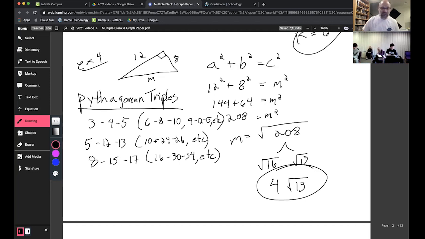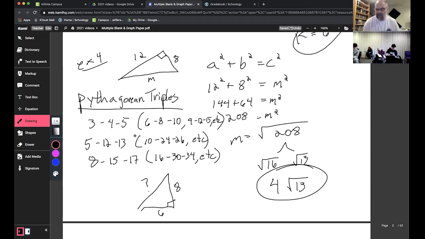So those are nice when you get those, but it's kind of a shortcut when you see something like this, and you see 6, 8, you know right away that this is a 6, 8, 10 triangle, which is a version of 3, 4, 5 triangle, so that's 10. So that's nice when you can find that.